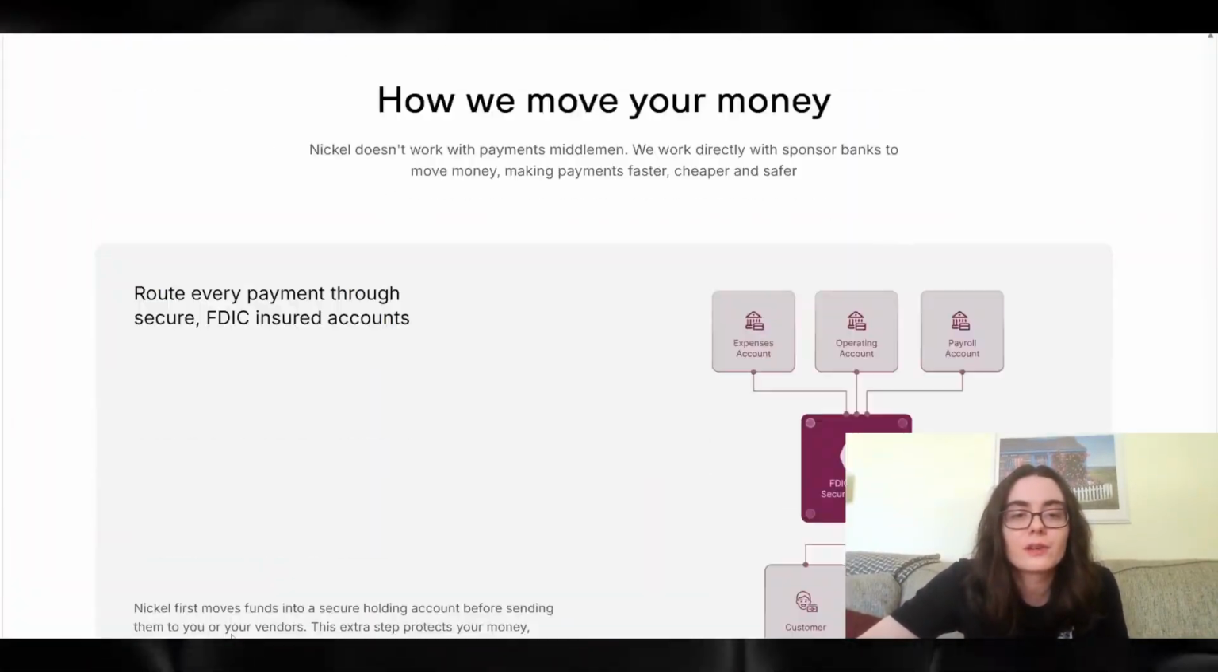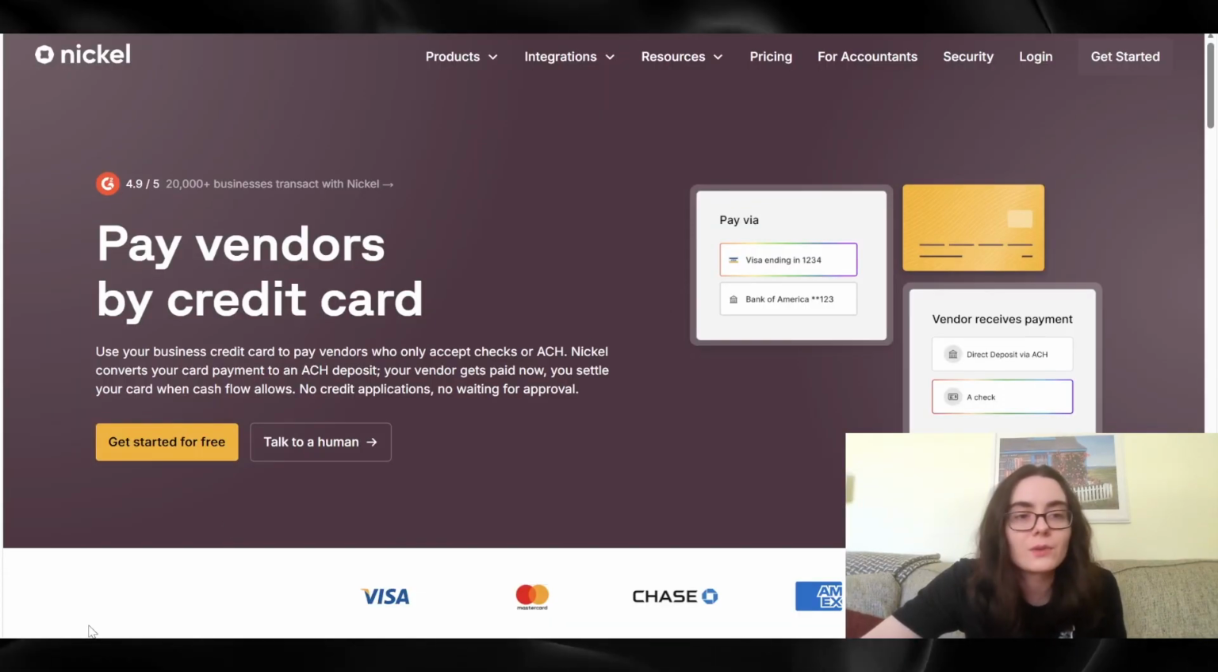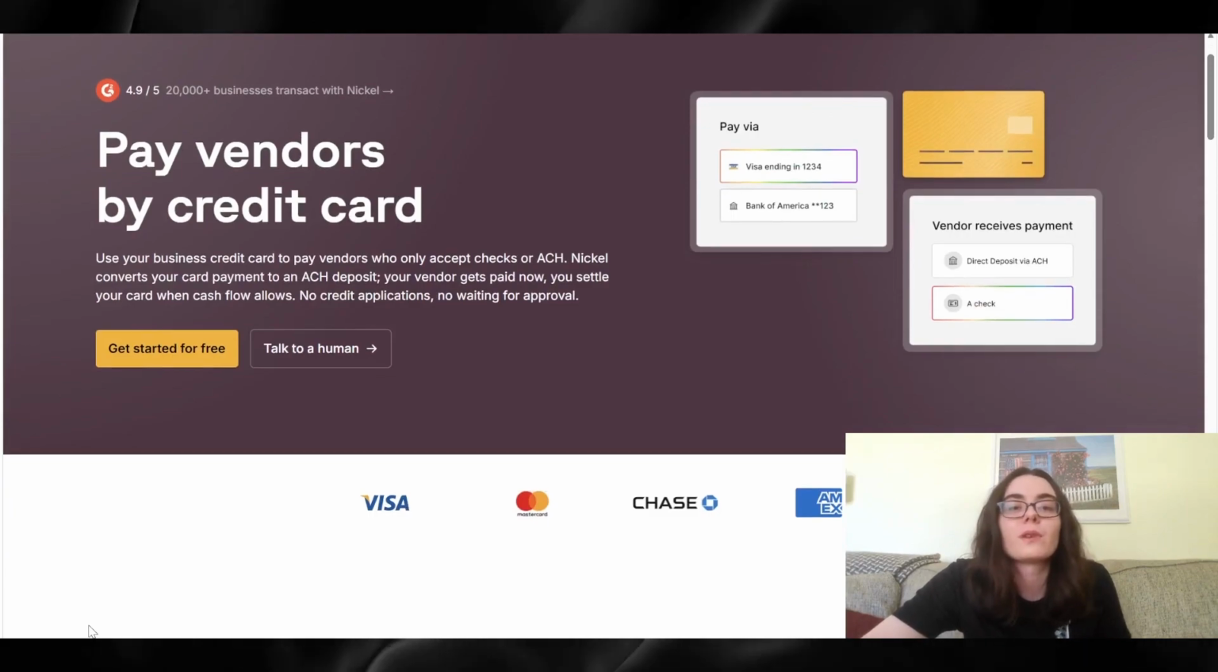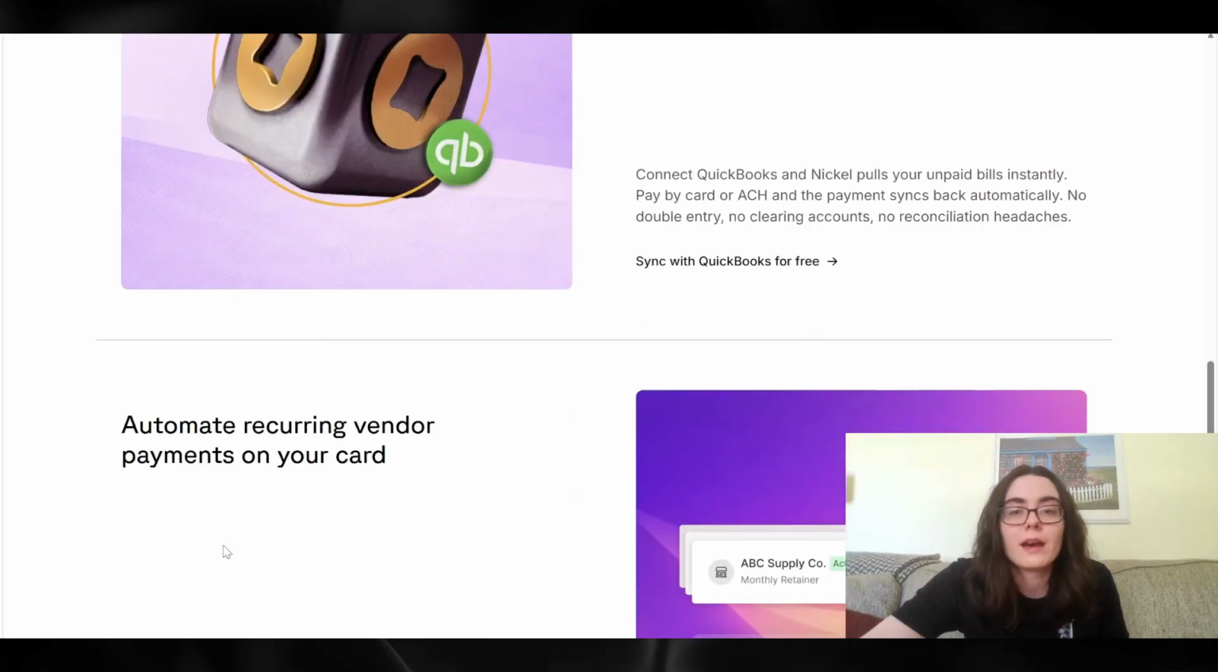I am going to show you their card workaround here. They do have it here, pay ACH with a credit card, so you can pay vendors with a credit card even if they only accept checks or ACH, and they break down how that works.